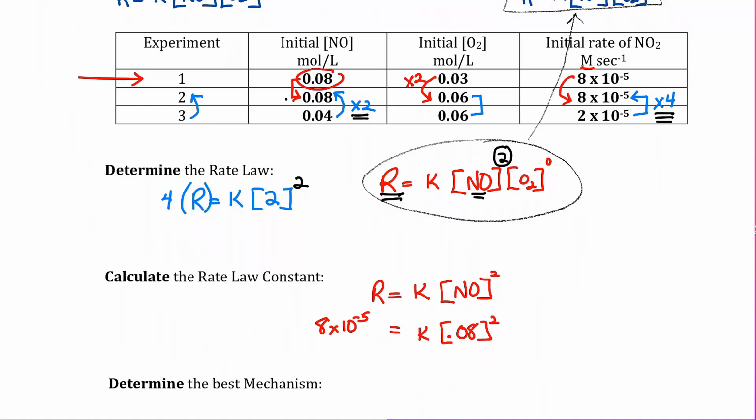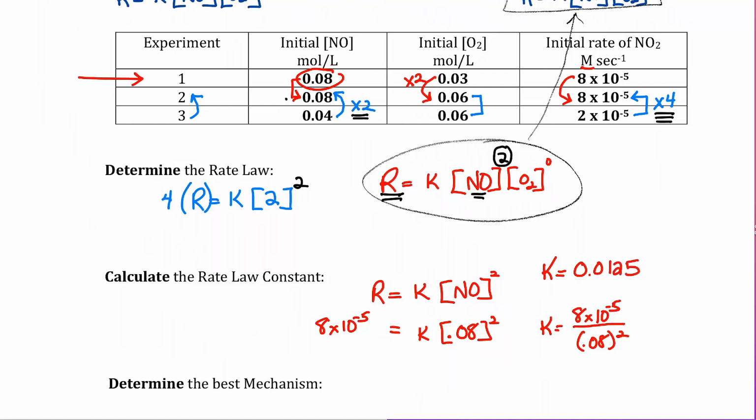So algebraically, I'm going to solve for K. So the K is equal to 8 times 10 to the negative 5 over 0.08 squared. We're going to put that into our handy-dandy calculator, okay? And so we get the 8 to the negative 5, divide by the parentheses, because I got to square that first, 0.08 squared. Close that parentheses, and I get my K, my rate law constant, to equal 0.0125.